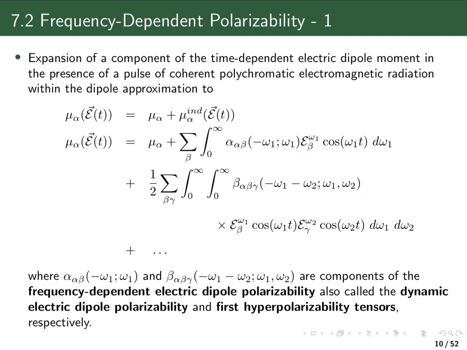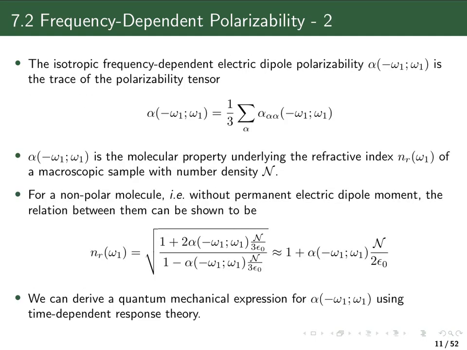Our generalization of the expansion to the time-dependent case has the integral from 0 to infinity for the frequencies. Now, as before for the time-independent case, the polarizability, which is the frequency-dependent or dynamic electric dipole polarizability, is a tensor, and by summing the diagonal elements divided by 3, we can define the isotropic value of this frequency-dependent electric dipole polarizability.